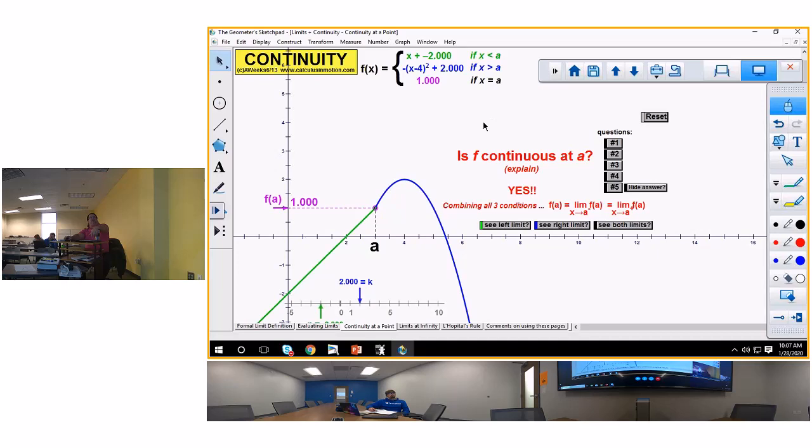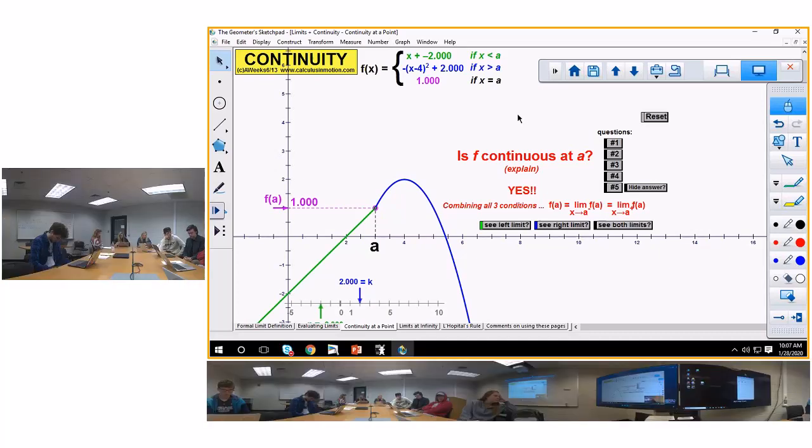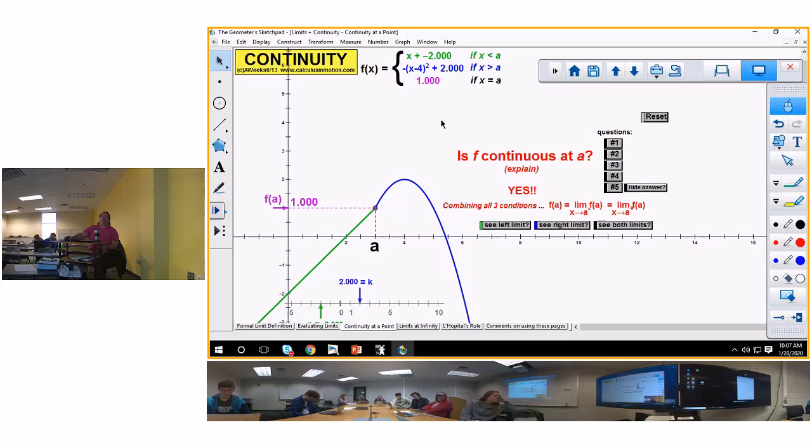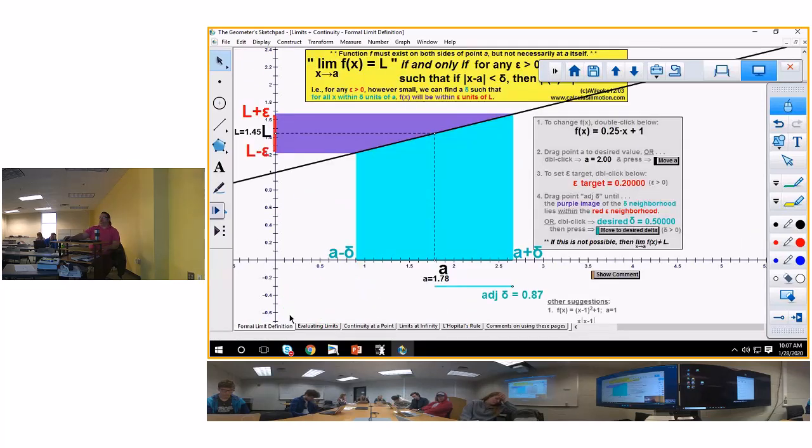So that means that 80, 90% of your test is going to be algebraic limits. And only 20% of your test is going to be on continuity. So I just gave you 4 or 5 questions on the test. I gave you the squeeze theorem.